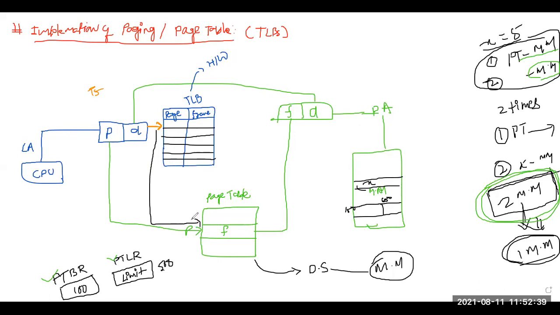So if I am going for the page table, that means the TLB is missed. That means the page is not available in the translation lookaside buffer. So I will access the page table. That means I'm accessing the memory. Then I will bring back this particular page and I will store it here. Suppose this page number 5 has frame number, suppose 10.